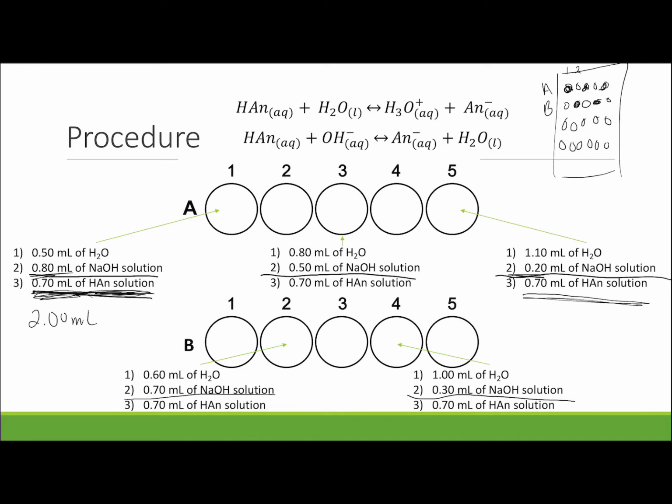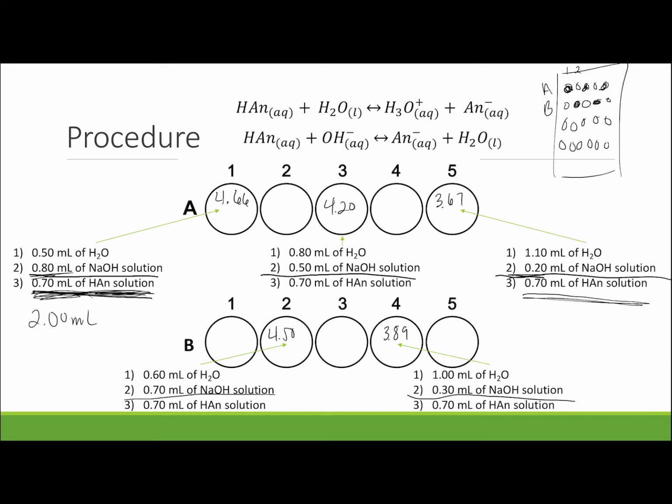He then went through and took the pH values for each of these, and this is what values he got. He got 4.66 for A1, 4.50 for B2, 4.20 for A3, 3.89 for B4, and 3.67 for A5.